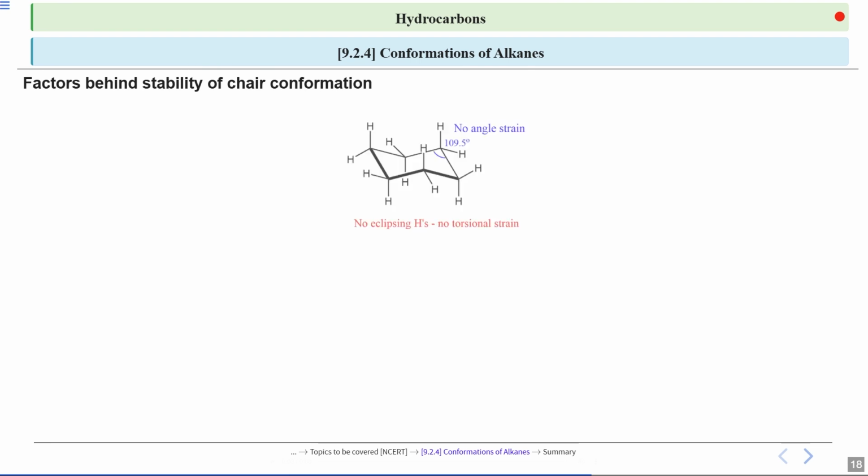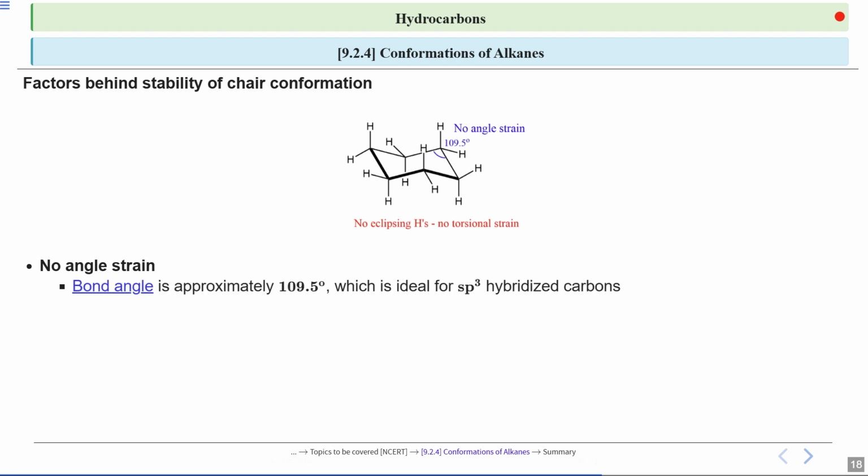Next we talk about the angle strain. So there is no angle strain present in the chair conformation of the cyclohexane, because all the angles are close to the ideal angle of sp3 hybridization, which is 109.5 degrees. So here the bond angle, if you see it in the case of chair form, is approximately equal to 109.5 degrees, which is very ideal for the sp3 hybridized carbon. So this minimizes the bond angle strain, and hence increases the stability.